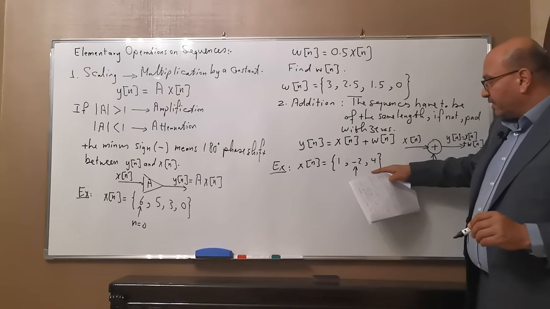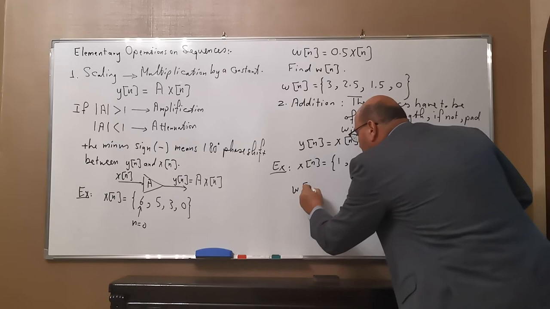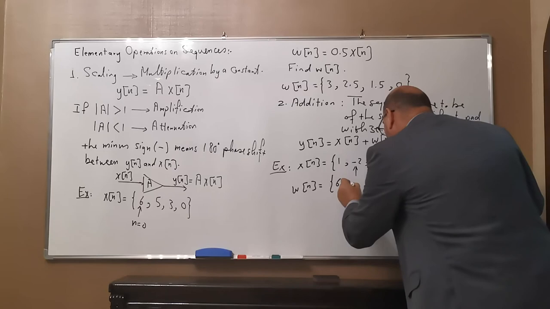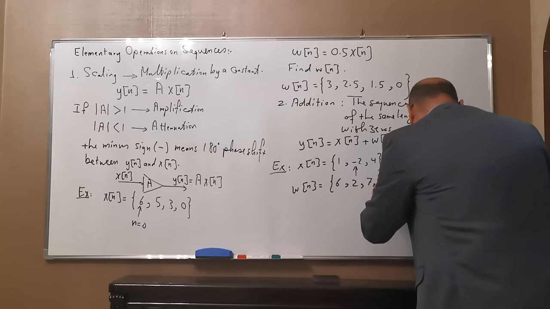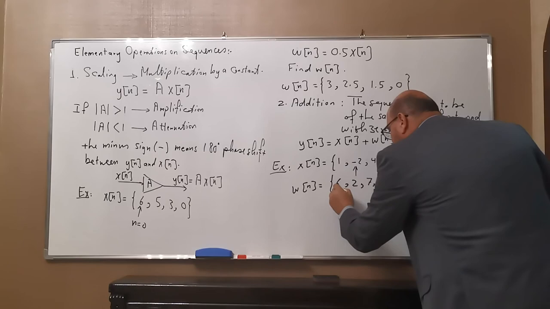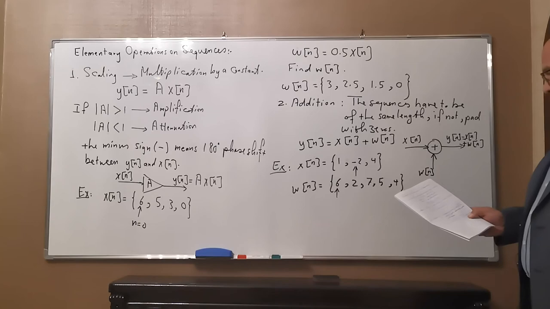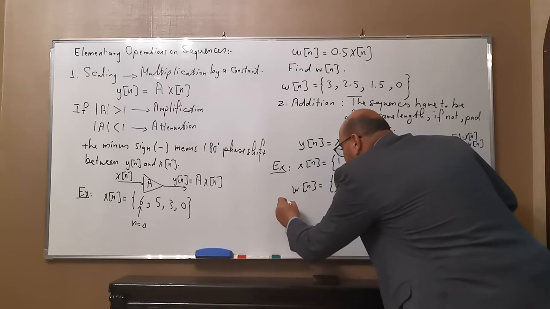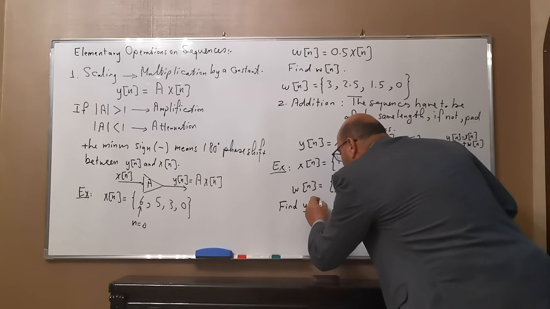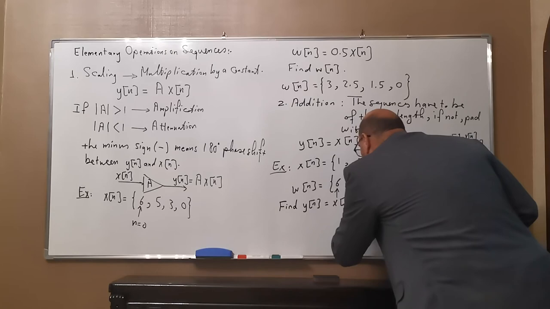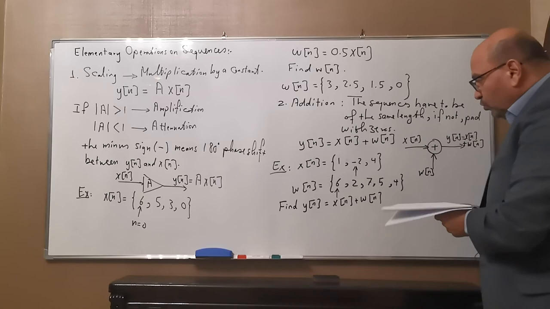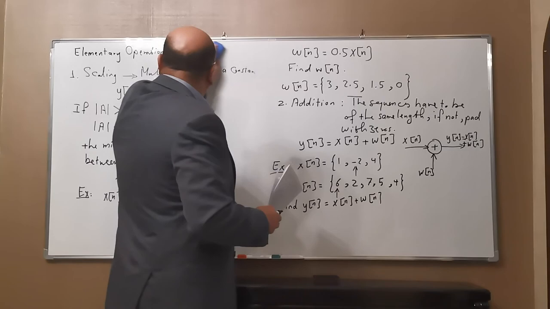And w of n is equal to 6, 2, 7, 5, and 4. And we have a 0 here at the first element. So the index 0 is at the element 6. And we need to find y of n, which is equal to their addition, x of n plus w of n. Okay? So to do that, let me shift here and do the addition.